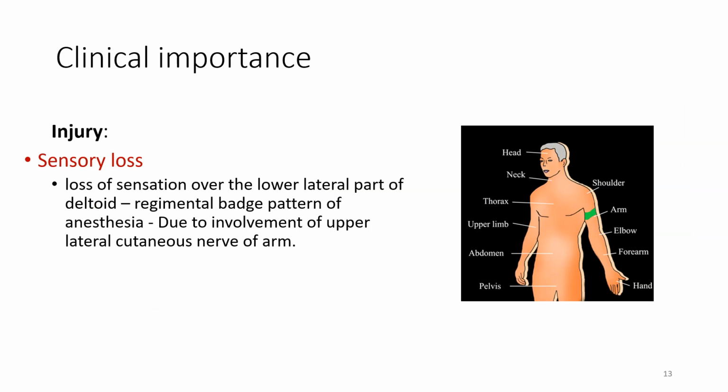The sensory loss that can result from the injury is loss of sensation over the lower lateral part of the deltoid, which you can see in this picture shown in green color. So it is seen as a regimental badge pattern of anesthesia because of involvement of the upper lateral cutaneous nerve of arm.